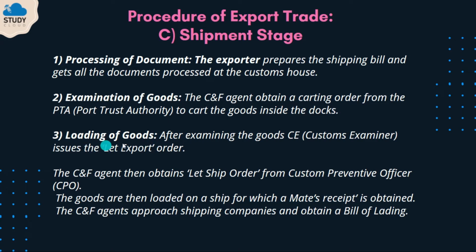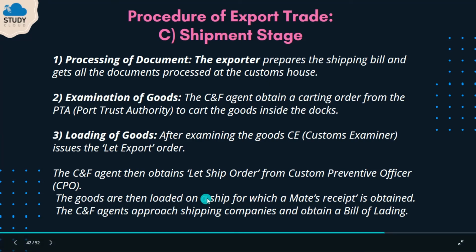Third is loading of goods. After examining the goods, the CE, that is Customs Examiner, issues the let export order. Means after they check whether all the goods are proper or not, or legal or not, then they will issue one letter, one order, which is known as let export. The CNF agent then obtains the let ship order from the Custom Preventive Officer, CPO. Then after getting this let ship order, what happens then?